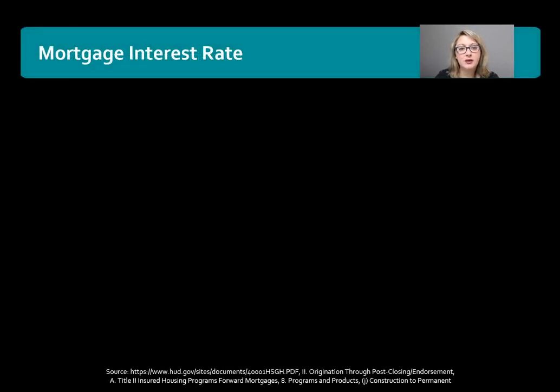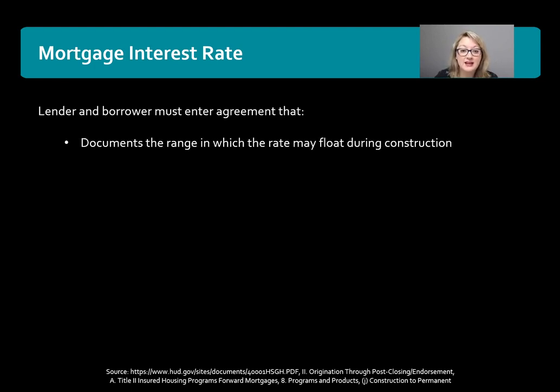All right, now let's talk about the mortgage interest rate. So when it comes to a construction to perm loan, typically the rate will be adjustable during the construction period and then convert to a fixed rate. But FHA specifies that the lender and borrower must enter into an agreement that documents the range in which the rate may float during construction.